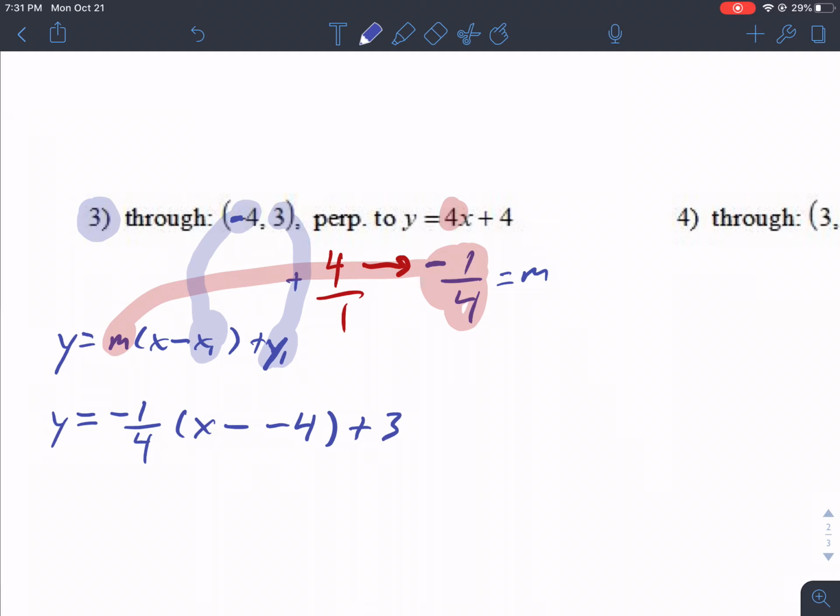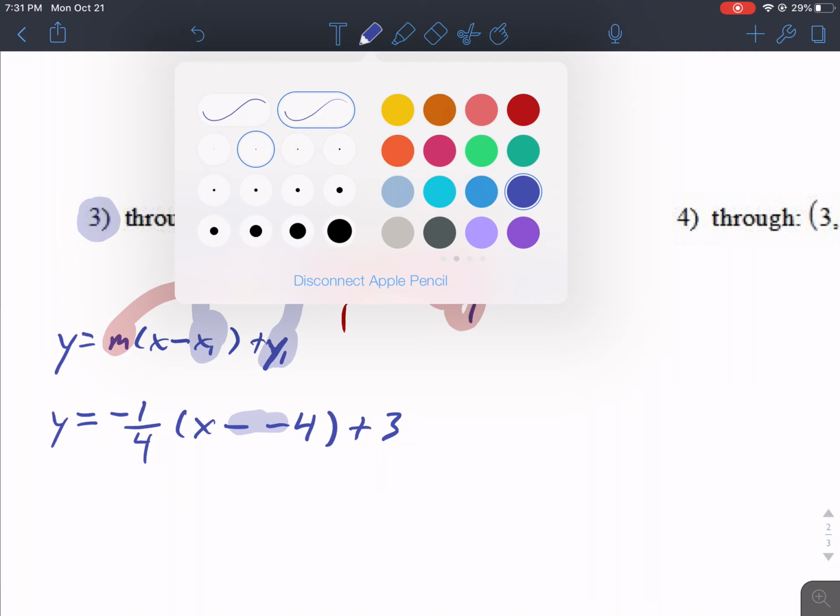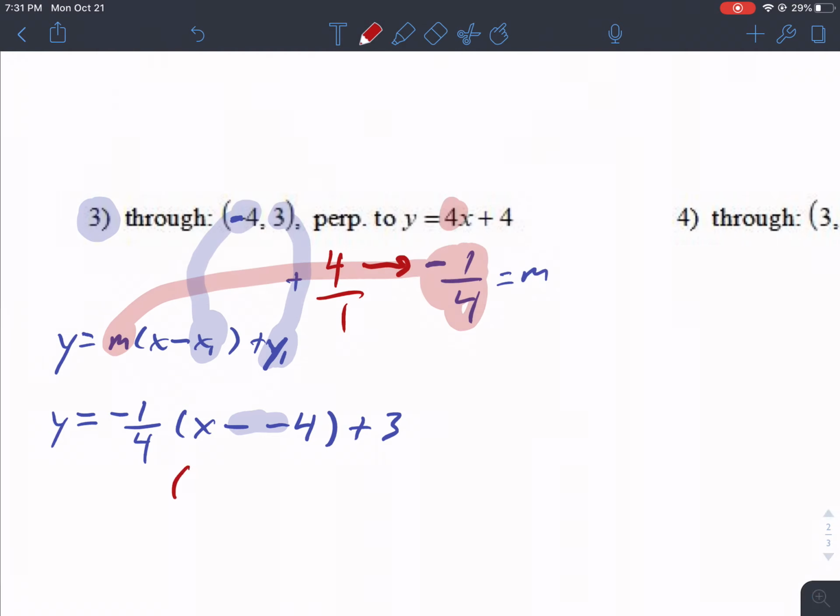Now, as you can see, we're kind of in a predicament. I have a double negative here. Now remember, what happens when you have a double negative? That means you have a positive. So 2 negatives make a positive. So then here we're going to have x plus 4.